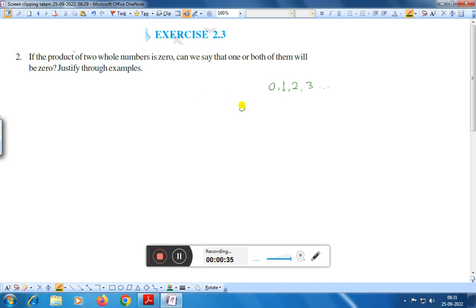0 with 0, we are getting 0. Right? 0 into 1 is also 0. 0 into 2 is equal to 0. 0 into 3 is equal to 0.